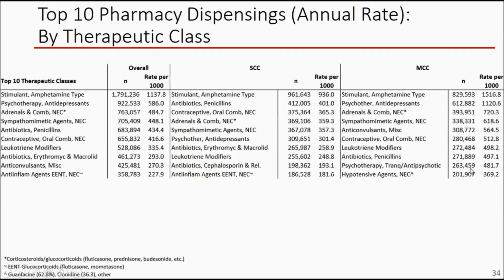When you look at it by therapeutic class, again, stimulants are number one, but the rates, so in the SCC population, you would assume this is a child with ADHD only, it would be 936 per 1,000 population. In the MCC group, it's about 1,500 per 1,000 population. High utilization of antidepressants. The adrenal combination was corticosteroids, glucocorticoids, anticonvulsants, antibiotics, and then other tranquilizers and antipsychotics as well.